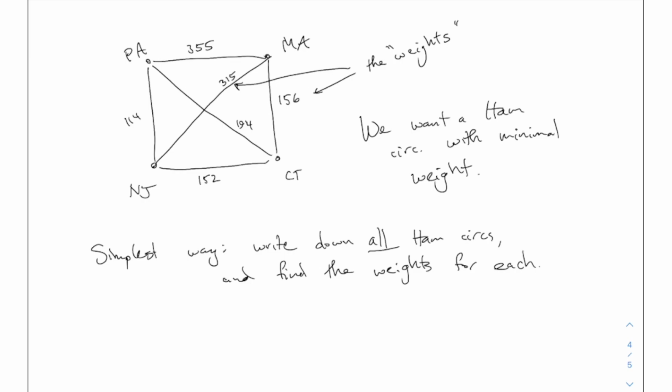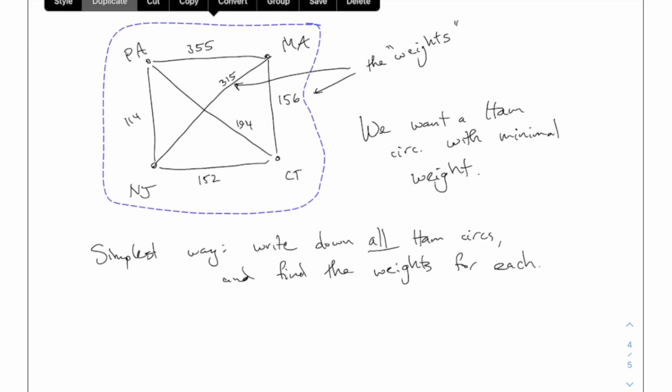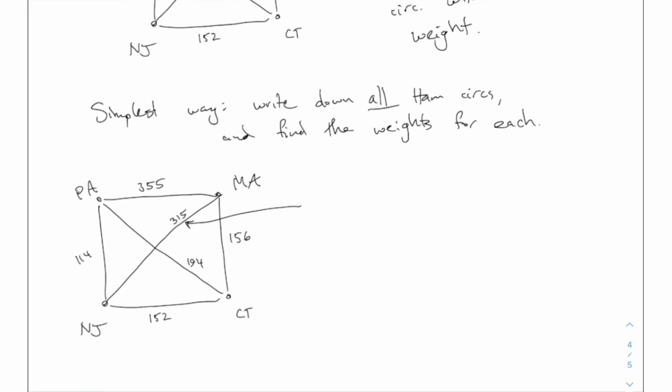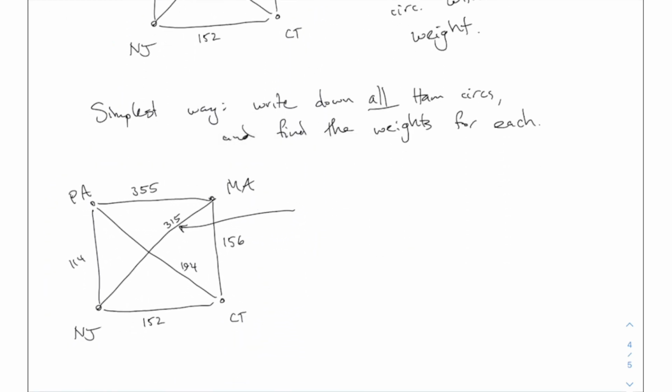But this is the simplest way to find the best Hamilton circuit would be to just write down all of them and decide which one is the best. All right, so let's see if we can do that. I want to keep my picture here, just so I could still see it down here. All right. I am going to write down all of the different Hamilton circuits that you could do.